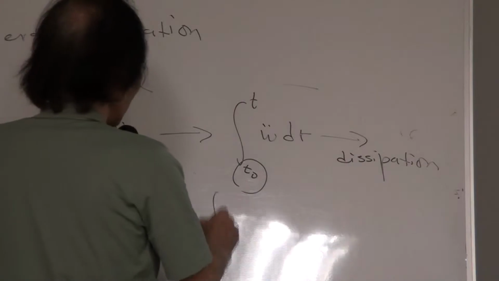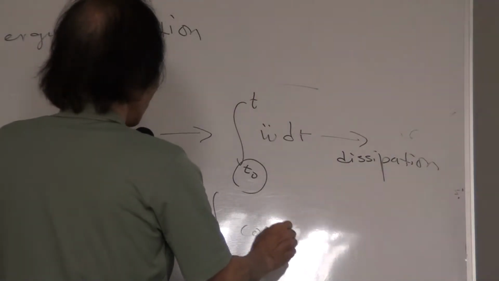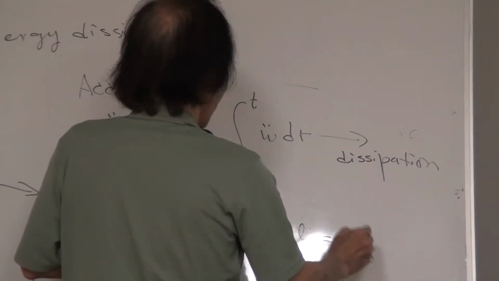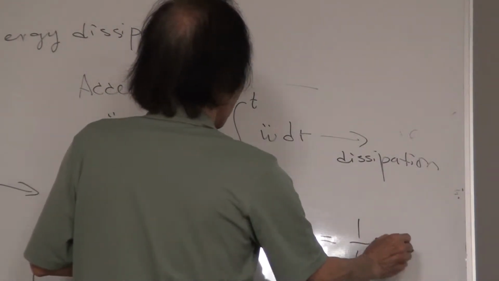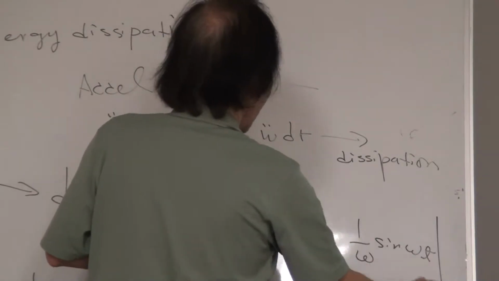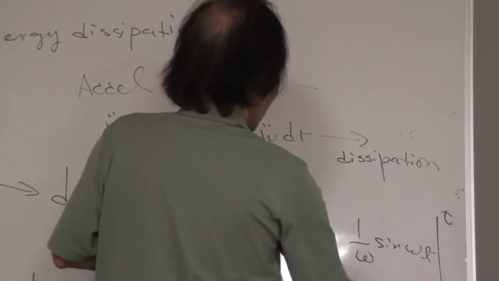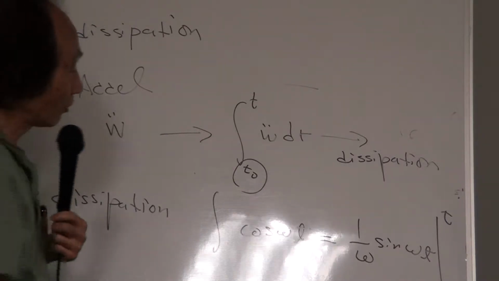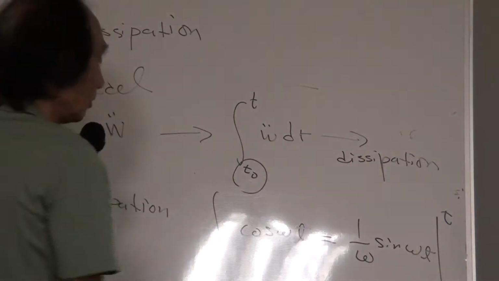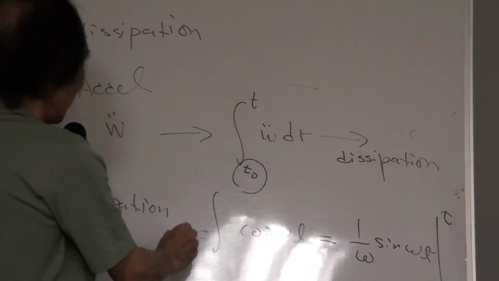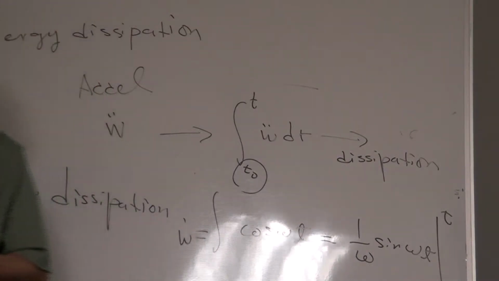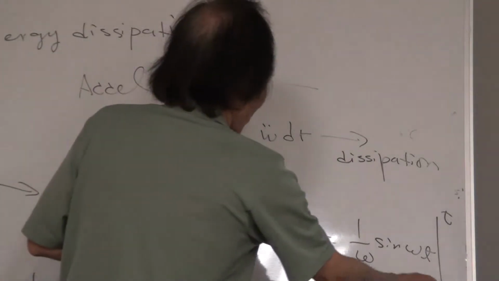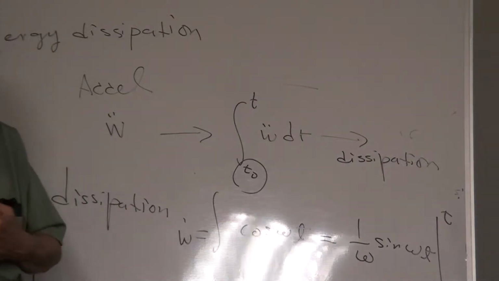For example, I integrate cosine omega t. Then I have omega sine omega t. Then T0 to t. I have to know T0, right? If I don't know T0, then this integration won't be good. Alright, so how can I solve this problem fast? The T0 problem.